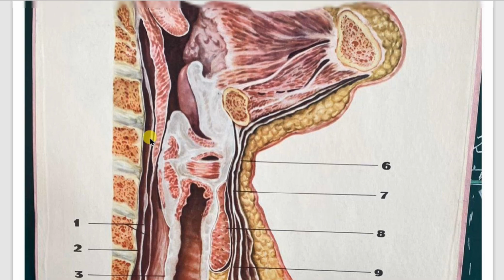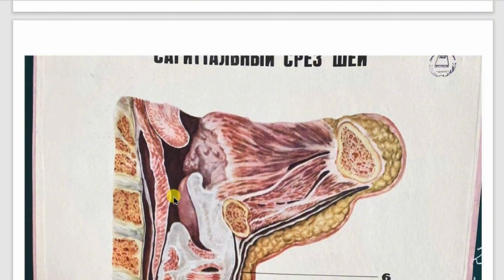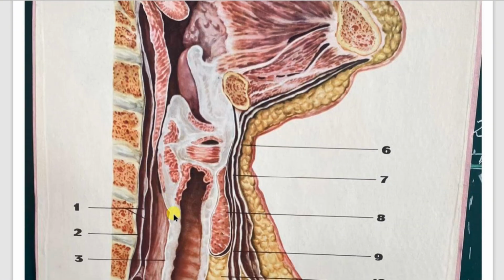So where is the pharynx? Here you can see this is the pharynx, and this one is the larynx. The pharynx gives rise to what? Esophagus, right? And the space behind the pharynx and esophagus is called the retropharyngeal space. As you can see here, this is the retropharyngeal space. Okay, and it extends between the base of the skull superiorly and the mediastinum inferiorly.